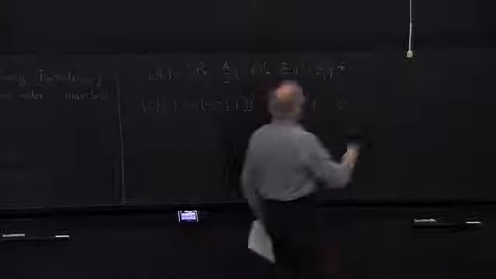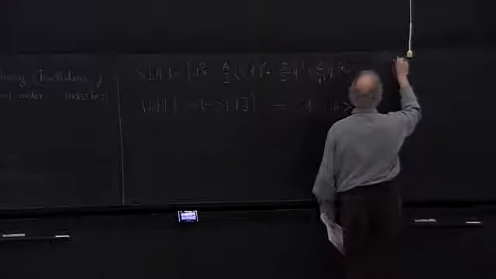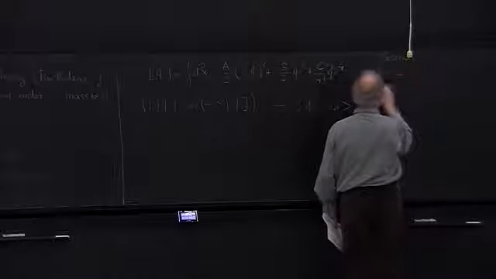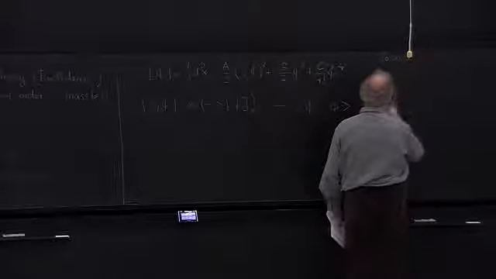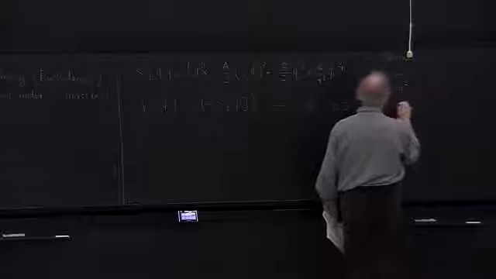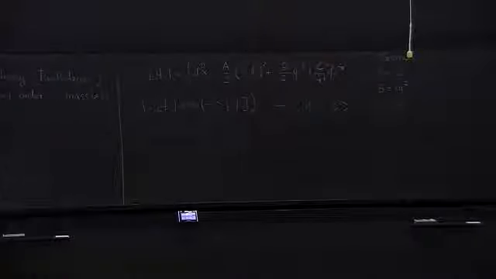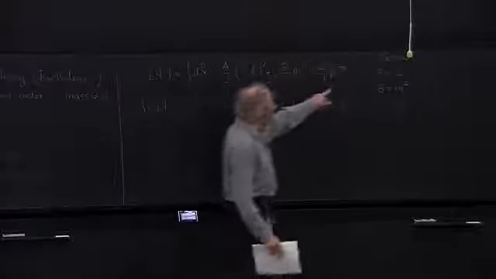And at the classical level, A is 1, B is m squared, this is a mass, and C is a coupling constant. Okay. But we are going to see that renormalization requires the recipe to be modified. Okay?